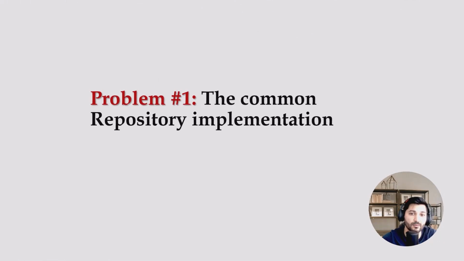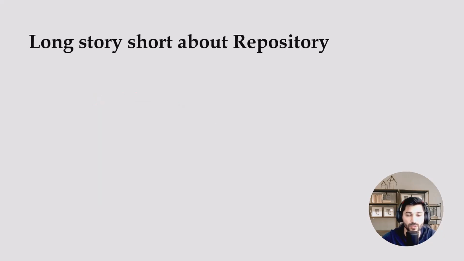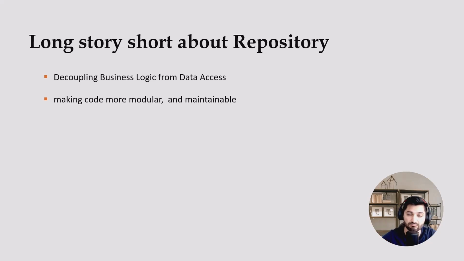It is about the repository implementation. If you don't know what repository is, this is also not a problem. Let's see what repository is. Long story short about the repository pattern: repository decouples business logic from the data access. So in our layered architecture, we have some type of data access, we have the business layer, we have the UI layer. The actual data access helps us to isolate our data access processes from the business logic. It makes more modular and maintainable code.